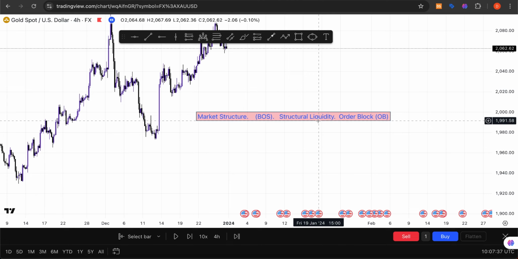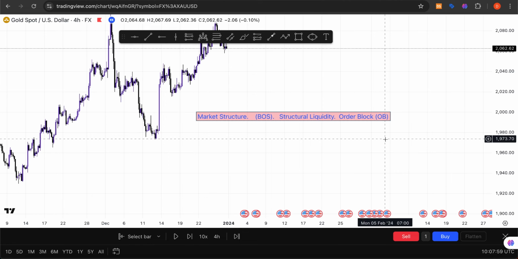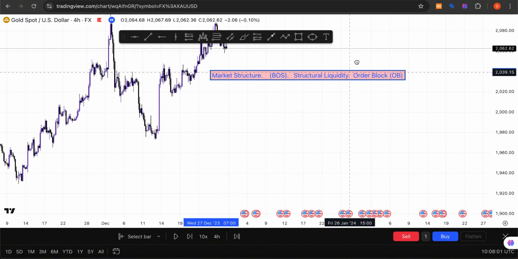Saying market structure, break of structure, and structural liquidity with order blocks. This is the strategy we are going to be testing. We are going to be testing the strategy from 2024 till 24th January, so we can know the win rate in January. We will just be taking 10 trades, only 10 trades, to calculate the percentage. So let's start. Let me show you guys the strategy.